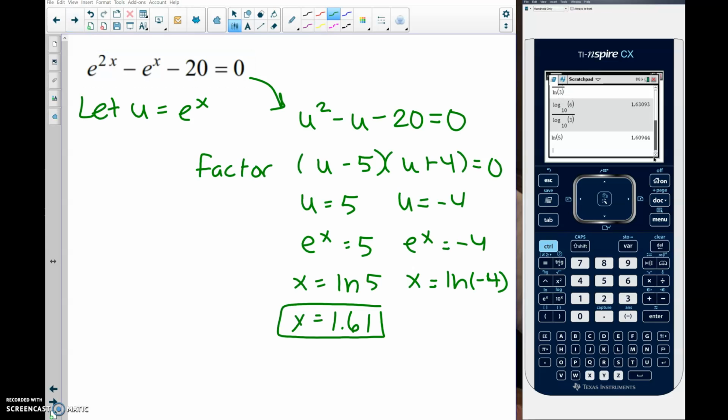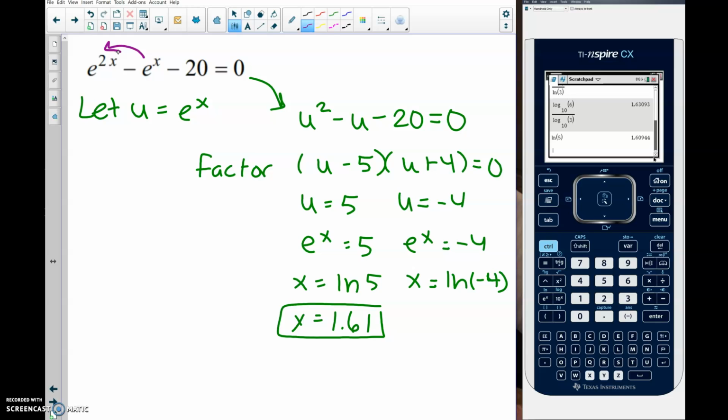Okay, so for this problem, I let u equal e to the x because e to the x squared is e to the 2x. So the equation written in terms of u's is u squared minus u minus 20 equals 0. That factors as u minus 5, u plus 4. I solve each of them out.